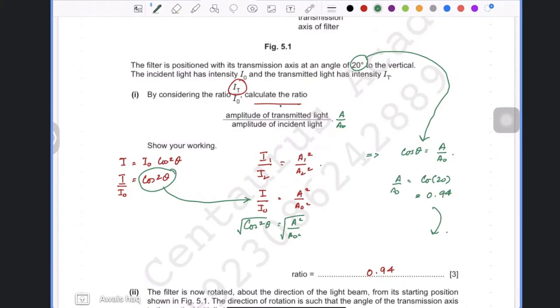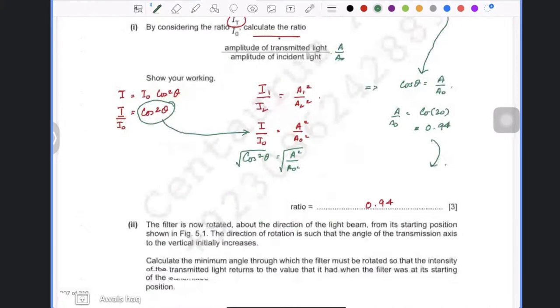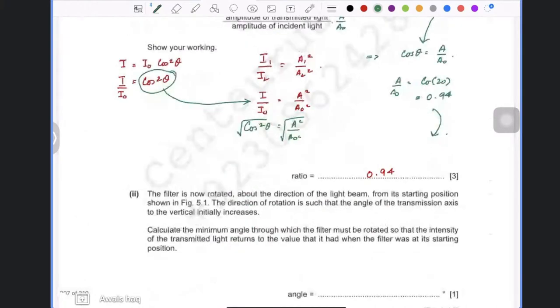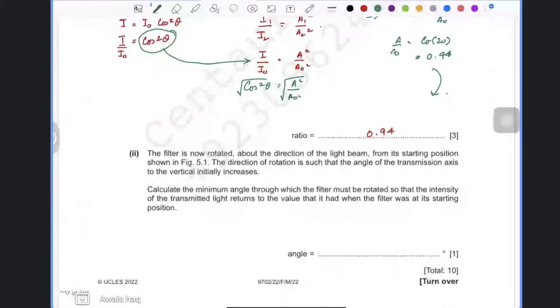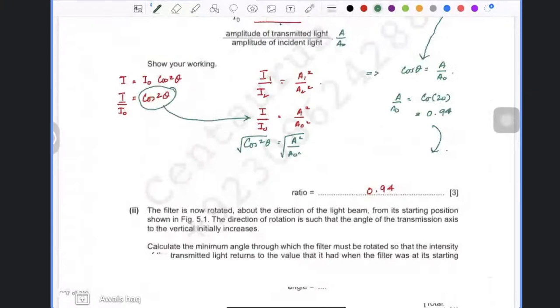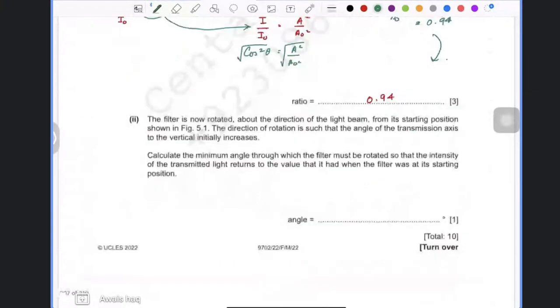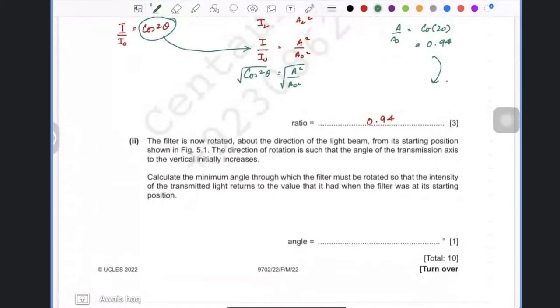Yes. Okay, so it says the filter is now rotated about the direction of the light beam from the starting position shown. So it's rotated from the direction we have right now by 20 degrees. And it says the rotation is such that the angle of the transmission axis to the vertical initially increases. Calculate the minimum angle through which the filter must be rotated so that the intensity of the transmitted light returns to the value that it had when the filter was at the starting point.